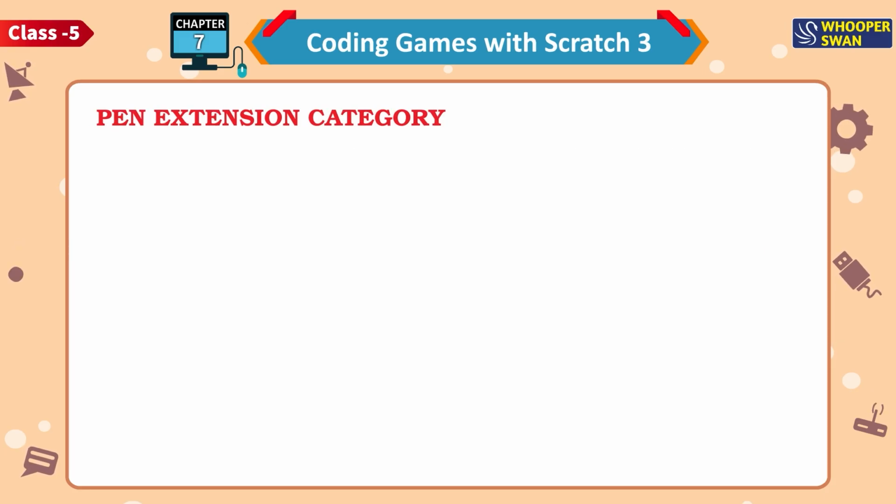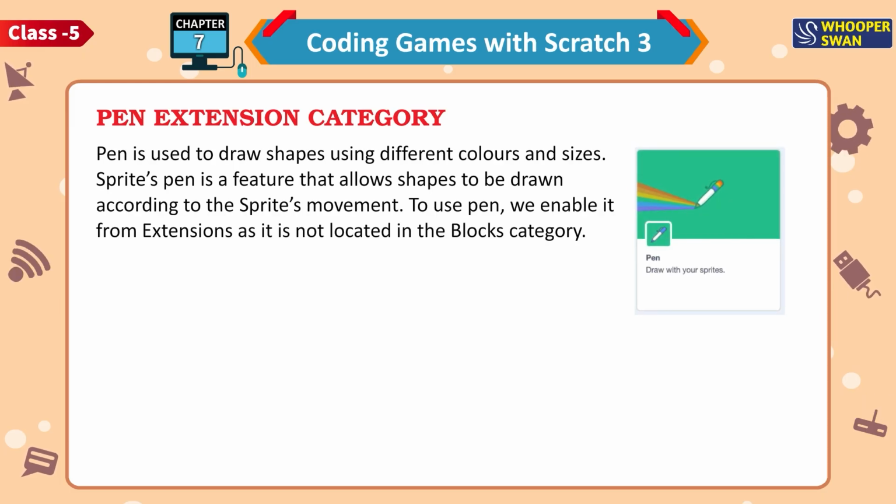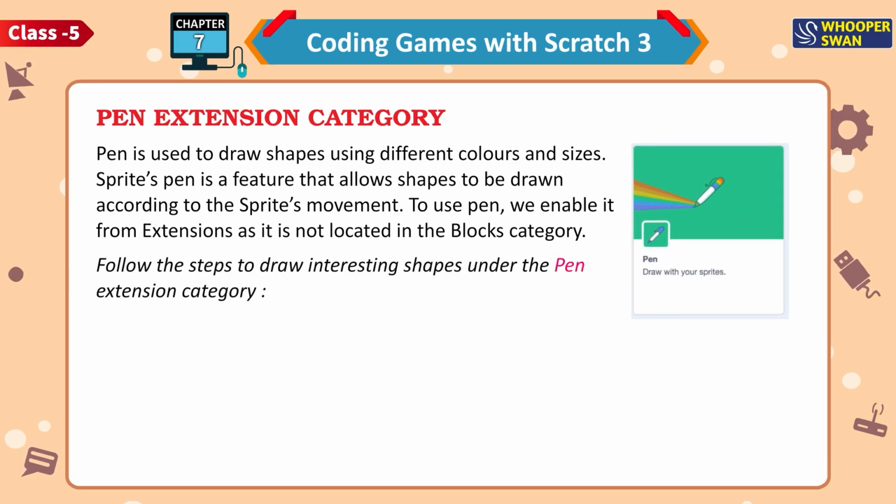Pen extension category. Pen is used to draw shapes using different colors and sizes. Sprite's pen is a feature that allows shapes to be drawn according to the sprite's movement. To use pen, we enable it from extensions as it is not located in the blocks category. Follow the steps to draw interesting shapes under the pen extension category.